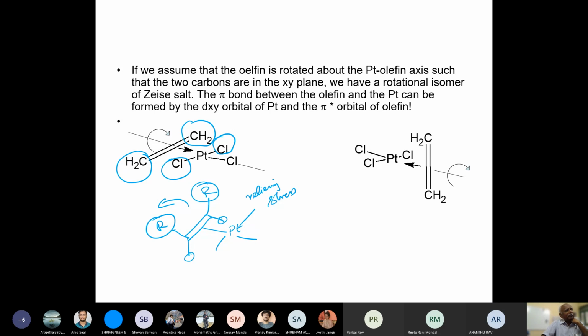Any other questions? Sir, in case of acetone, instead of an ethylene, if you have an acetone ethyl, do we see an increase in the rotation barrier?